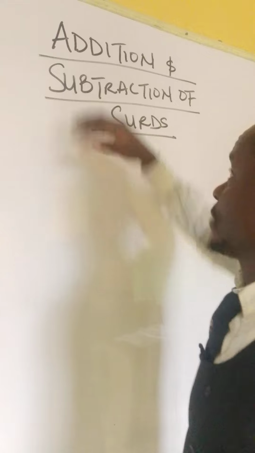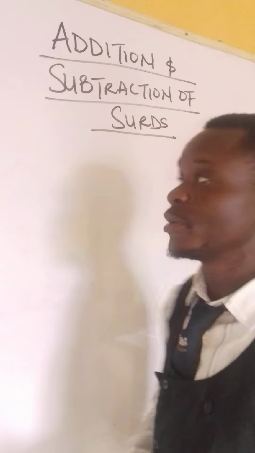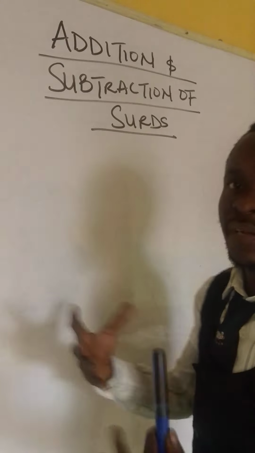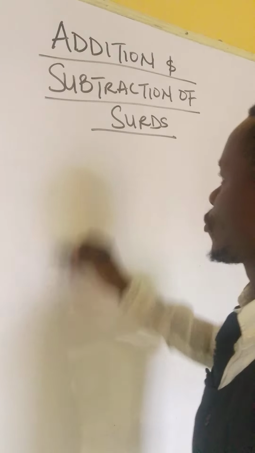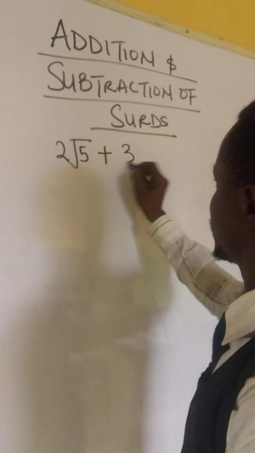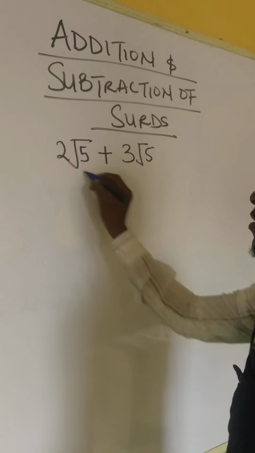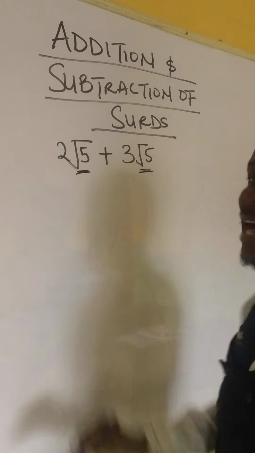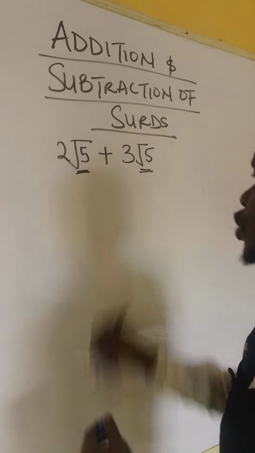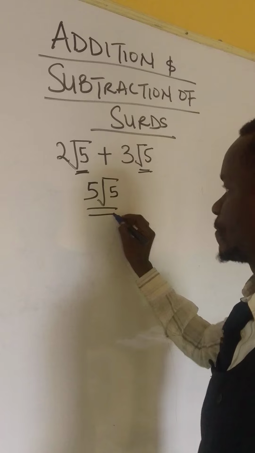Now today we want to examine addition and subtraction of surds. Before we go into a typical example of today's class, let me show us some things here. We have 2 root 5 plus 3 root 5. Now you will see that this and this have the same root. So we can say 2 plus 3 will give us 5, then we have root 5.